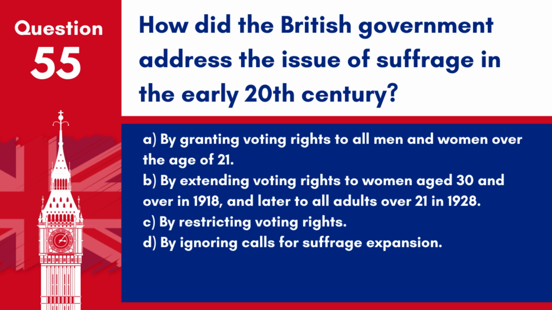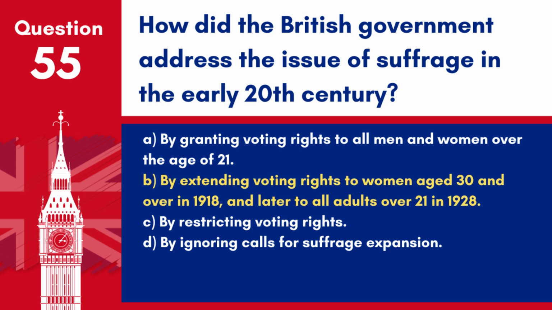Question 55. How did the British government address the issue of suffrage in the early 20th century? A. By granting voting rights to all men and women over the age of 21. B. By extending voting rights to women aged 30 and over in 1918, and later to all adults over 21 in 1928. C. By restricting voting rights. D. By ignoring calls for suffrage expansion.